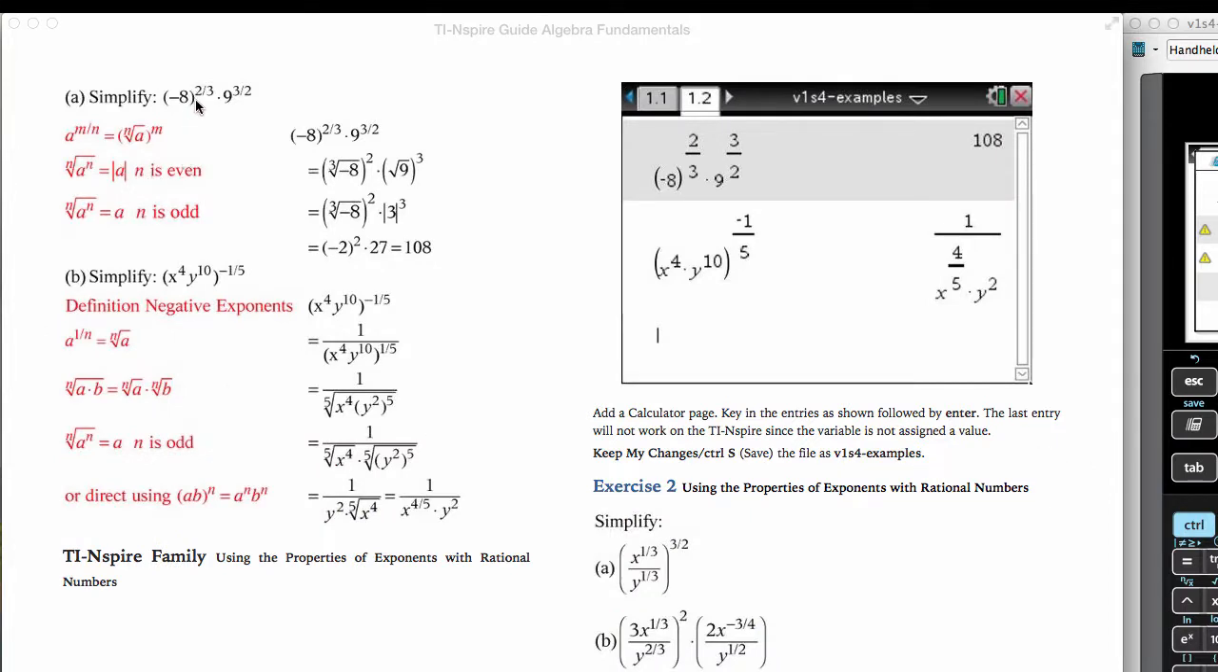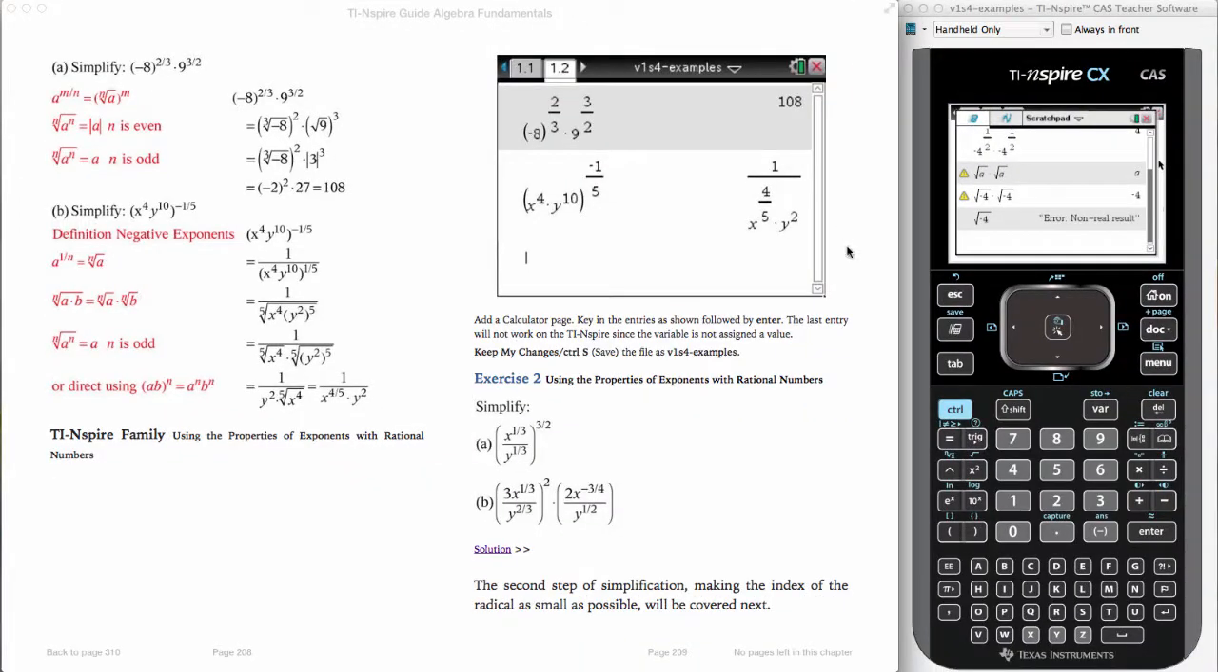To simplify -8 to the 2/3 times 9 to the 3/2, we again do this work out over here and get our answer to be 108. And on both calculators, the numerical and the CAS, when we put it in, we will end up with this answer. Then when we do things with variables in the expression and we work this stuff out, over here we get this answer on our calculator. So go ahead and take a look at the details shown here.